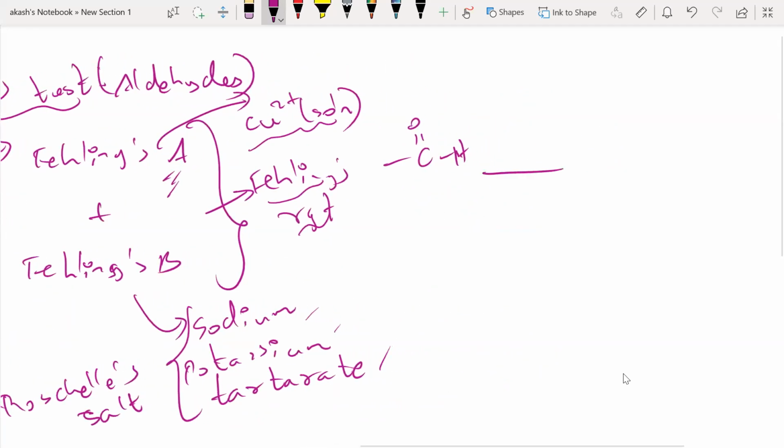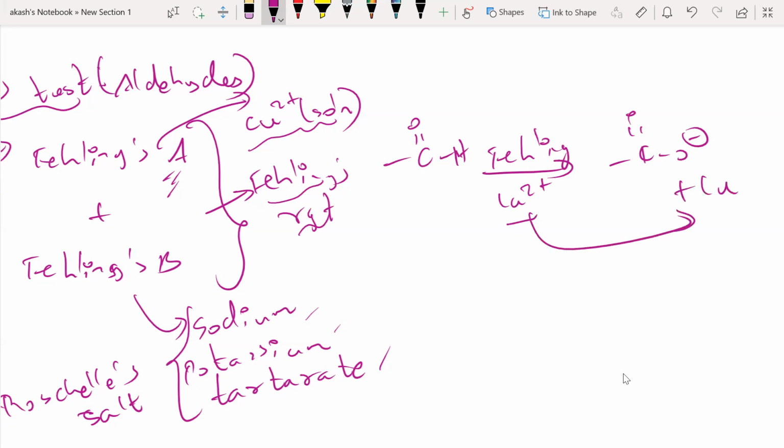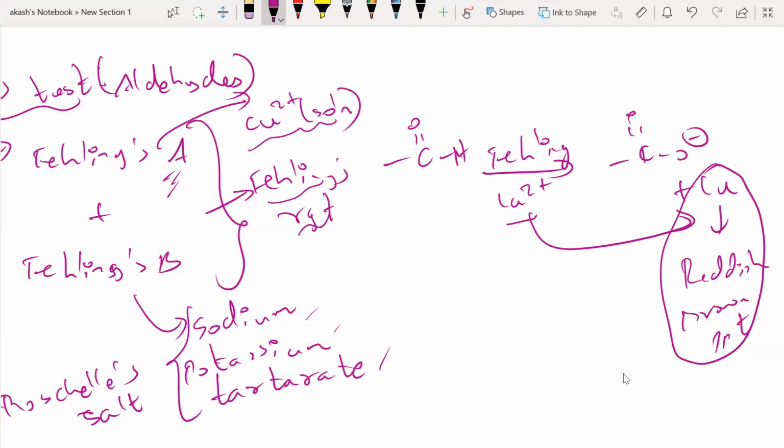CHO, right? If I add Fehling's, this is going to get converted into the carboxylic acid, or I'd say the salt of the carboxylic acid. And again, it is going to be a reduction. Here you had Cu2+, and now this Cu2+ will convert to copper. I know this copper is going to be a reddish, or reddish brown, precipitate. So the moment you find this reddish brown precipitate, that confirms that an aldehyde was present in the solution.